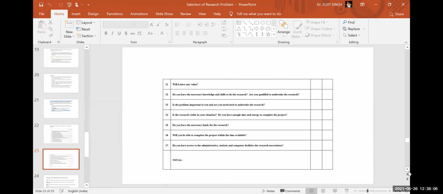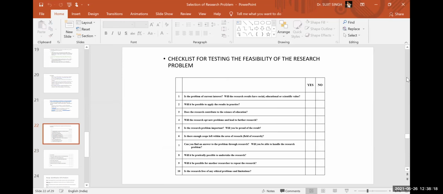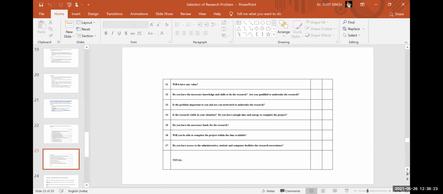I will send this document to you, no problem. You can take a printout or keep it in soft copy and do it, right? So these are the criteria on the basis of which we are going to identify the research topic. Some criteria may not be applicable, but maybe most of them should be applicable to your research.